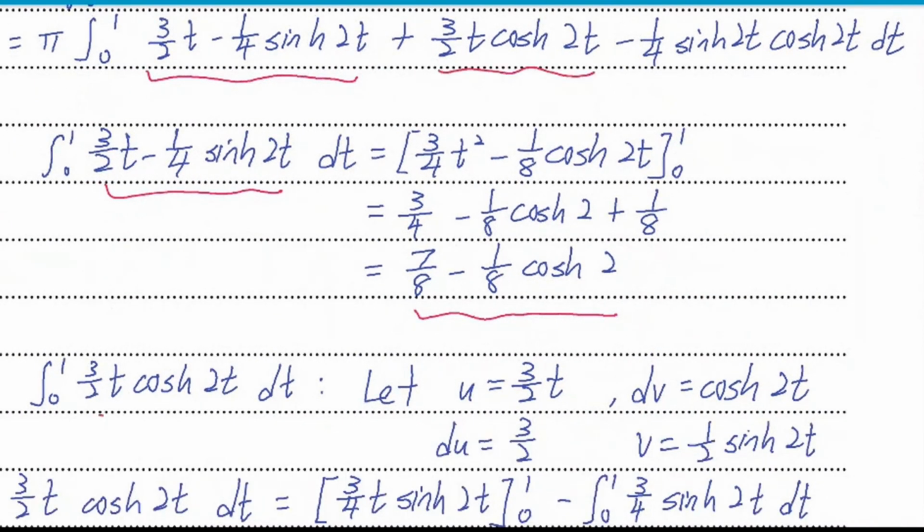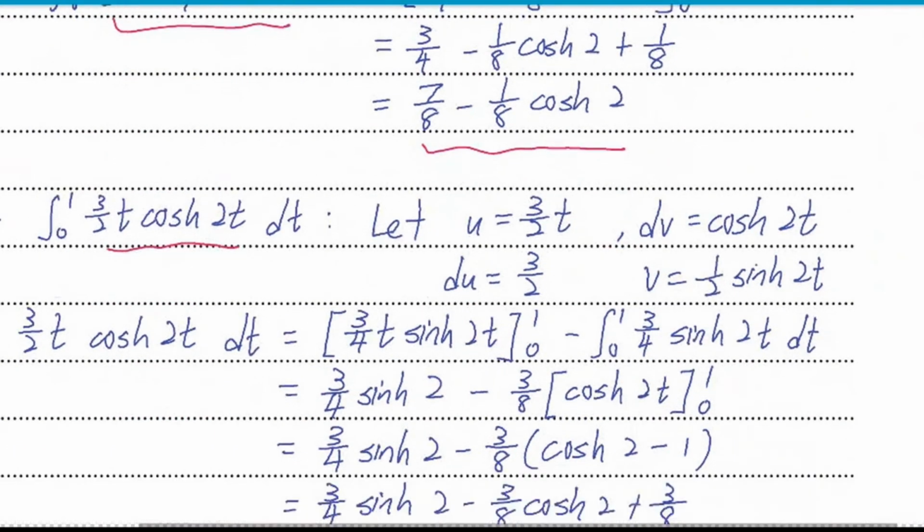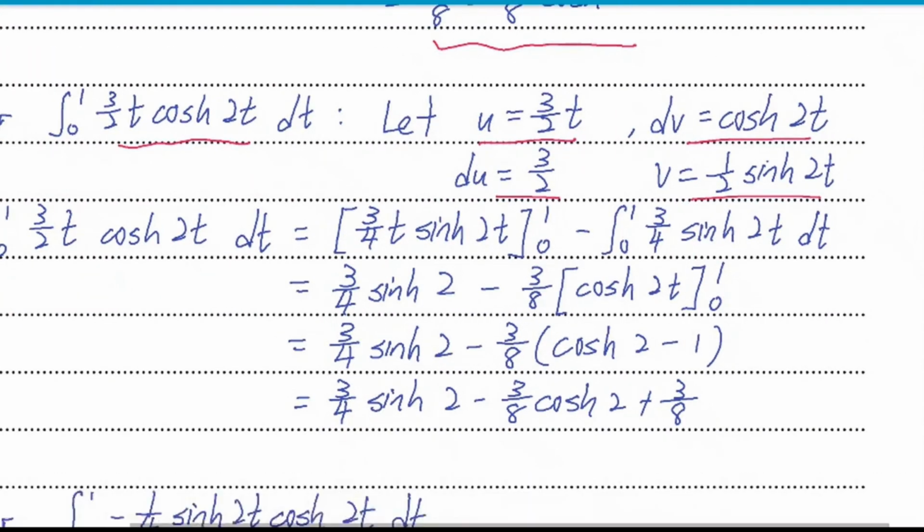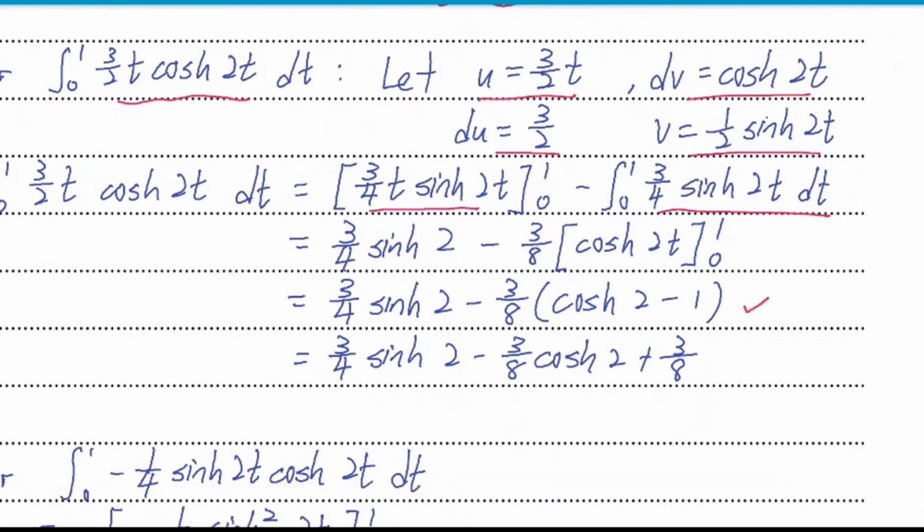Third term, it's a t times a cos 2t. That is where we have to use integration by parts. So if you let u be 3 over 2 t, then dv dt here will be cos 2t. So differentiate the u, integrate the dv dt, and put them into the formula for integration by parts. And here we can evaluate them already. We evaluate them, and this is what we get for the third one.